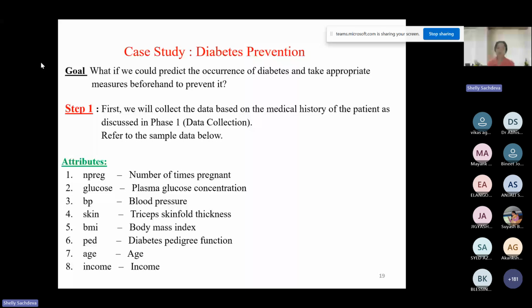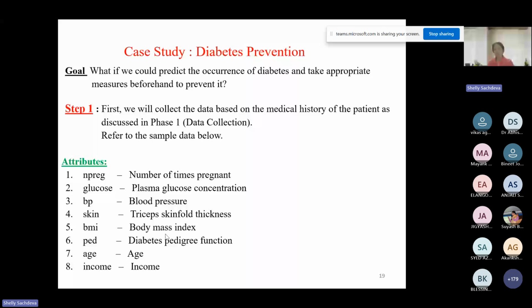In the data collection, depending upon the medical history of the patient, these particular attributes are there and the data is collected. NP-REG stands for the number of times pregnant, glucose stands for the plasma glucose concentration, BP stands for blood pressure, skin stands for triceps skin fold thickness, BMI stands for body mass index, PED stands for the diabetes pedigree function, age stands for the age, and income stands for income.